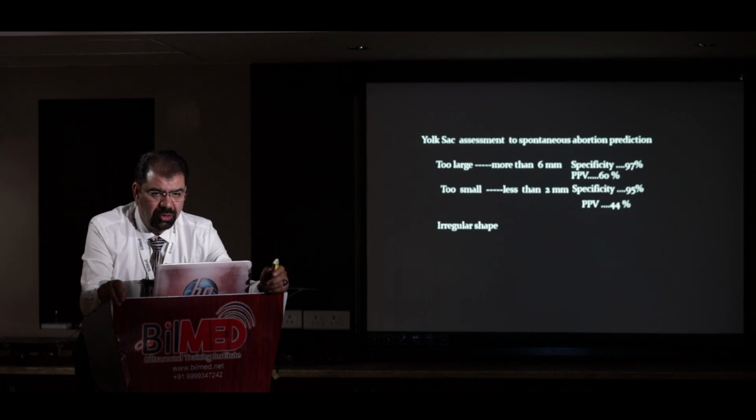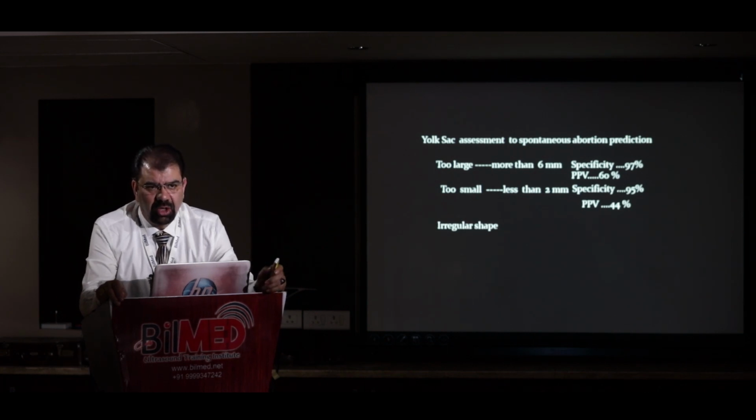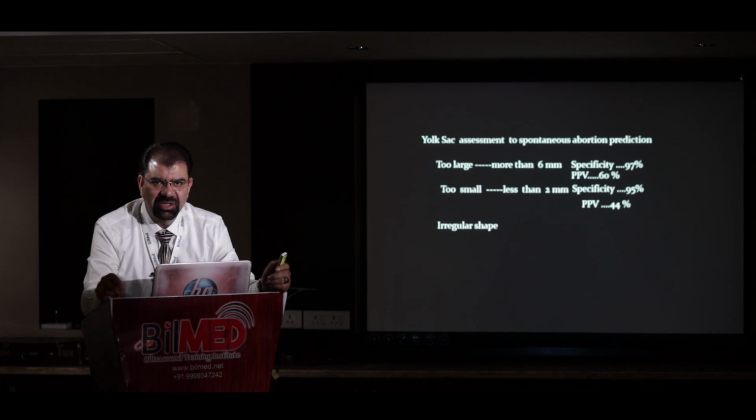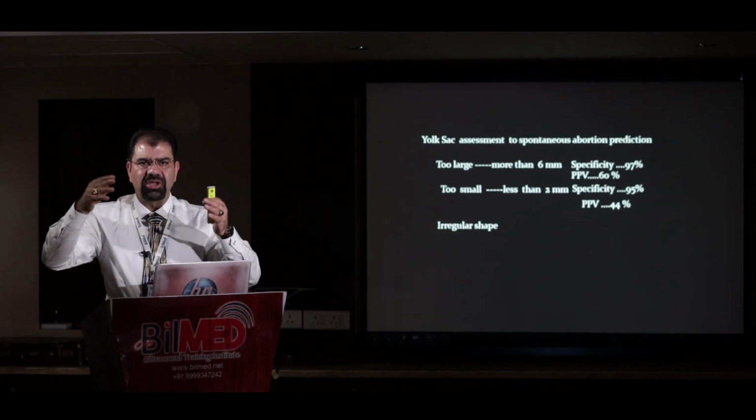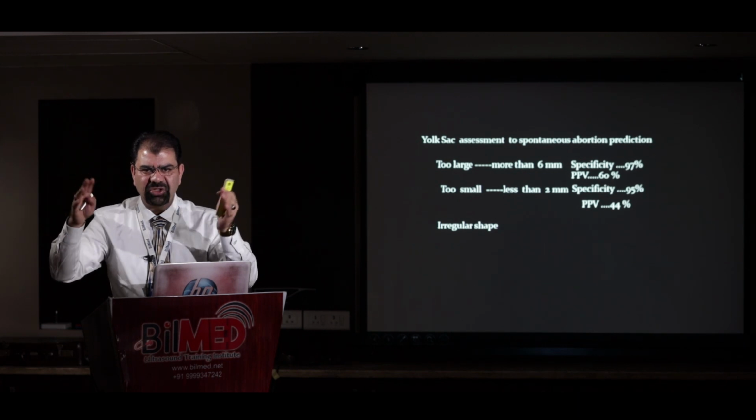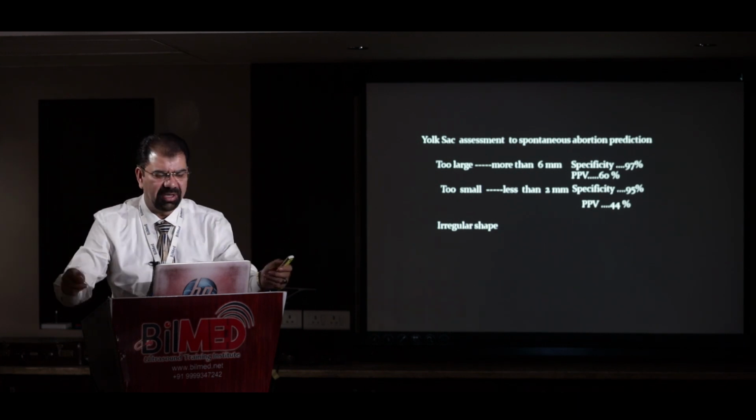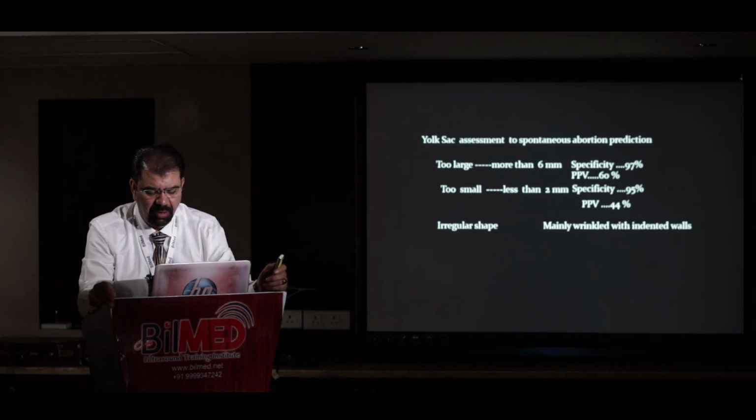So I told you that the yolk sac is round and round only. It cannot be accepted even if it is oval, it has to be round. And if it loses its shape, it is irregular, especially these wrinkled indentations from the walls. The irregular shape indentation from the walls will be considered very much abnormal.